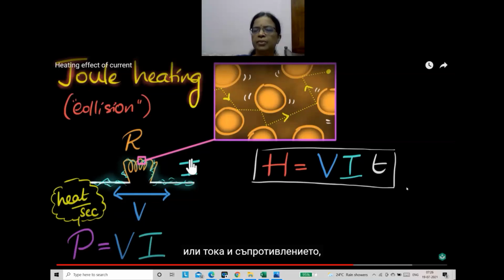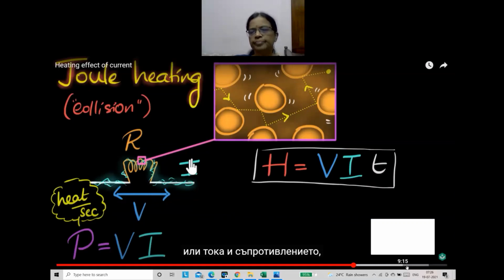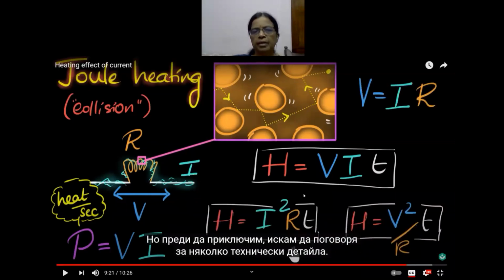Another formula: I equal to V by R. Substituting it gives V square by R into T. So we have three formulas: I squared RT, VIT, and V square by R into T. We got different formulas for the heating effect by substituting Ohm's law, V equal to IR for one formula and I equal to V by R for another. These are the three formulas for the heating effect of electric current: VIT, I squared RT, V square by R into T. Okay, children, understood?